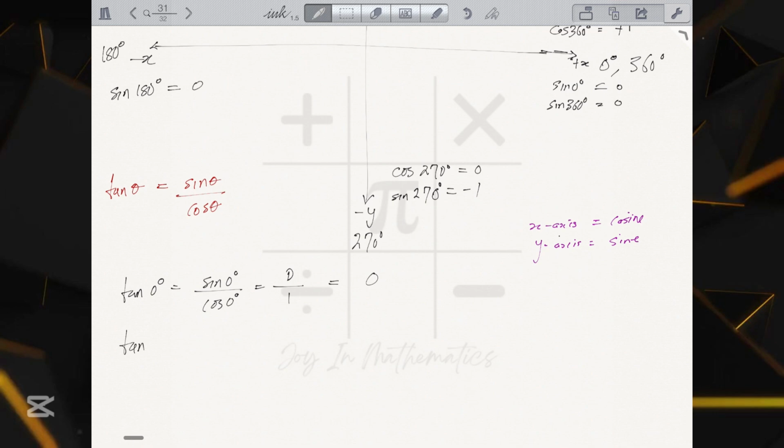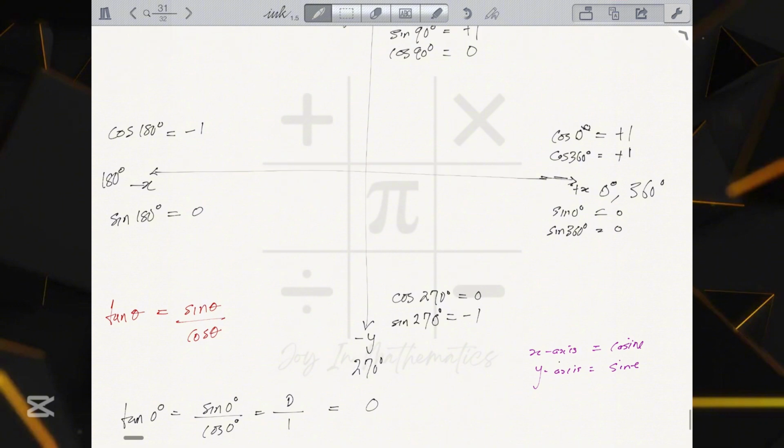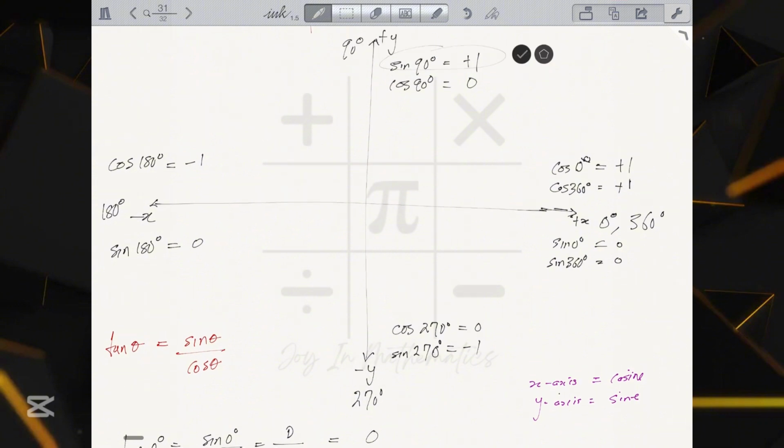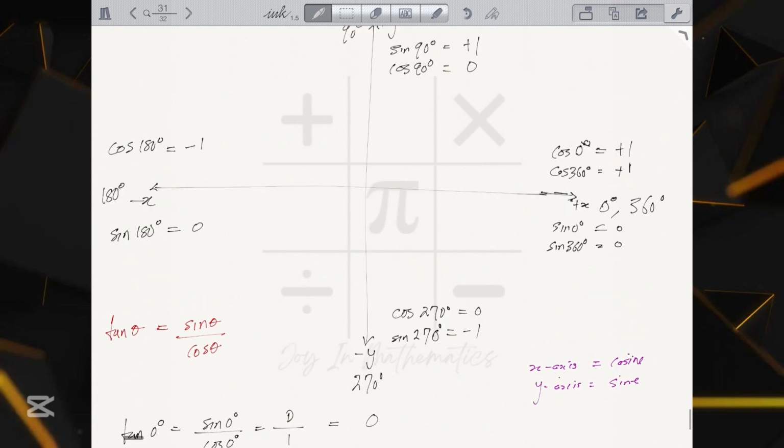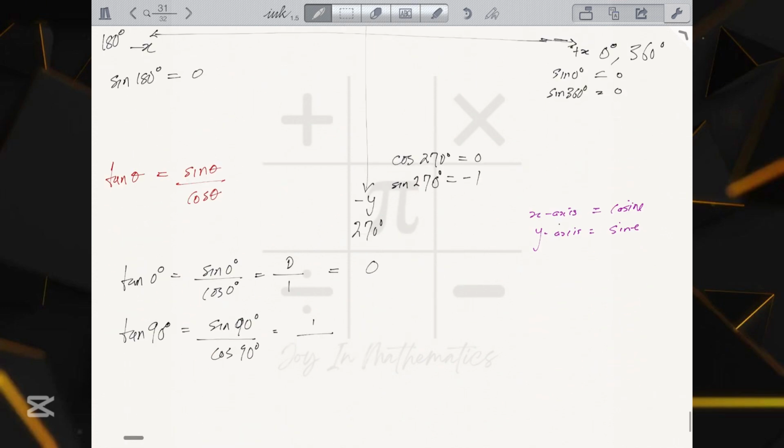Also, let's move on to tan 90 degrees. Tan 90 degrees will be equal to sine 90 degrees divided by cos 90 degrees. Sine 90 degrees is equal to 1. Cos 90 degrees is equal to 0. This will give us an expression of undefined, which we will just call infinity. It's undefined because 1 divided by 0 is infinity.